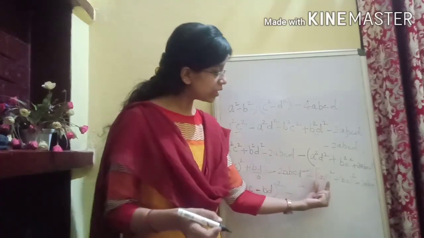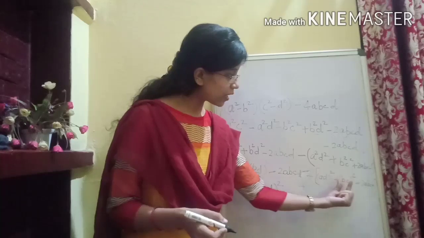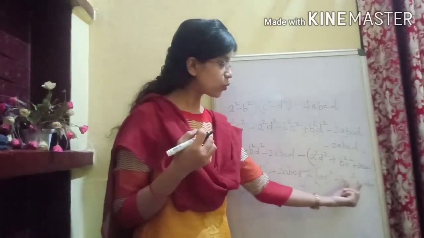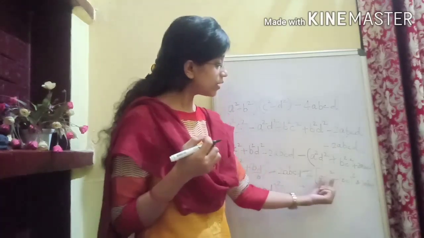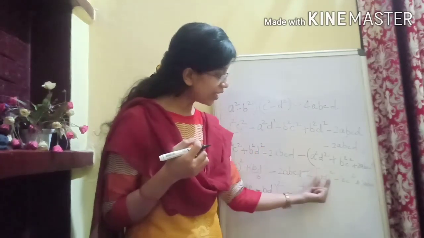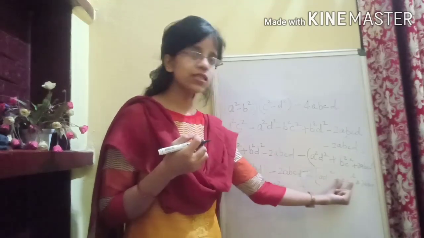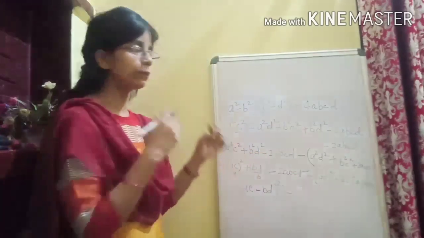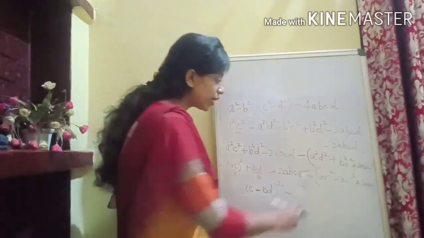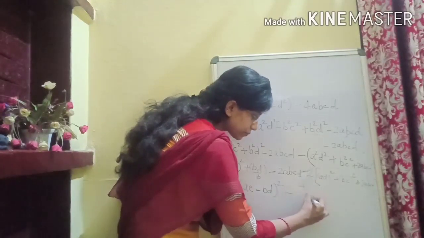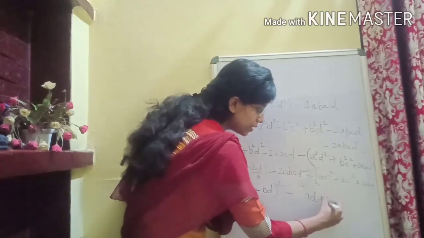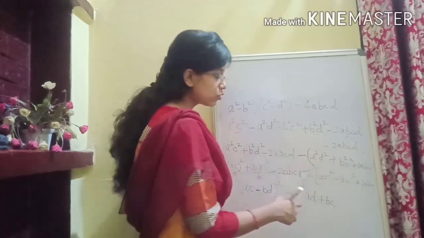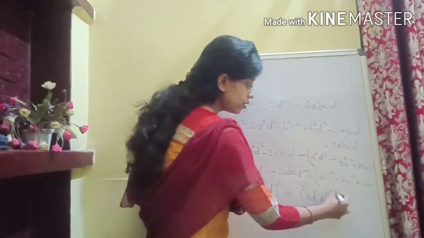Now here again it is a square plus b square with plus sign. It is a square plus b square plus 2ab, where your a is AD and your b is BC. Since all the terms are in plus, it will be a plus b whole square, where your a is AD and your b is BC. As I told you, all the terms are with plus sign, so it will be a plus b whole square.